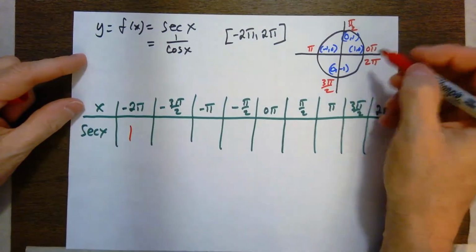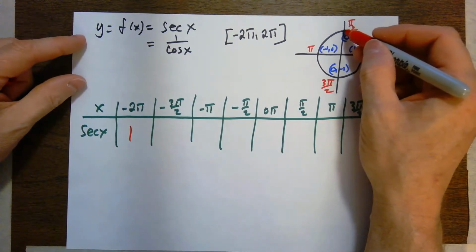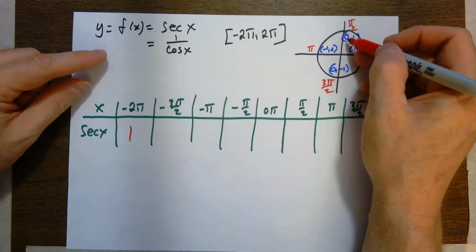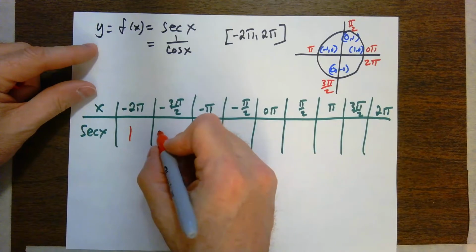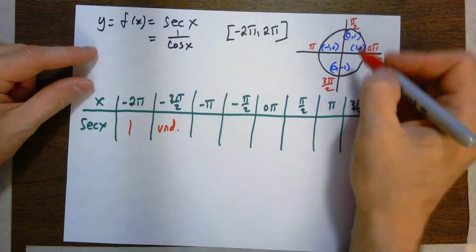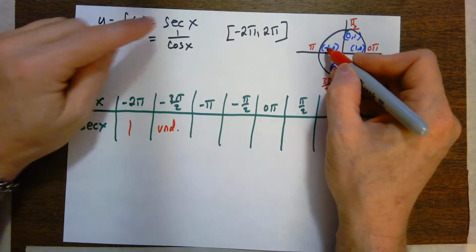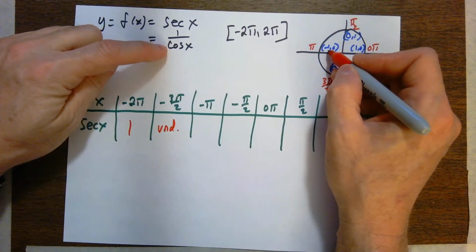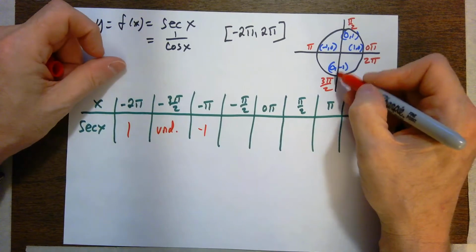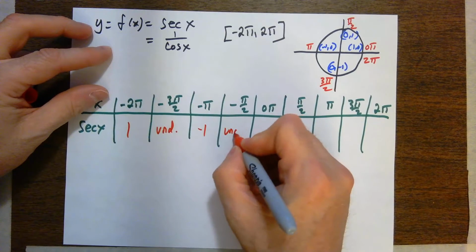How about negative 3 pi over 2? Start here, negative 3 pi over 2 here. What's the cosine there? The cosine is 0, so the secant would be 1 over that. 1 over 0, and that's undefined. So we're seeing undefineds now again here. How about at negative pi? The cosine is negative 1, so the secant would be 1 over negative 1, which would be negative 1. Negative pi over 2, the cosine there would be 0, 1 over 0, undefined.